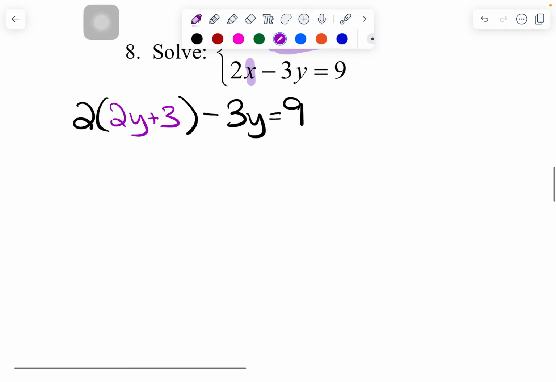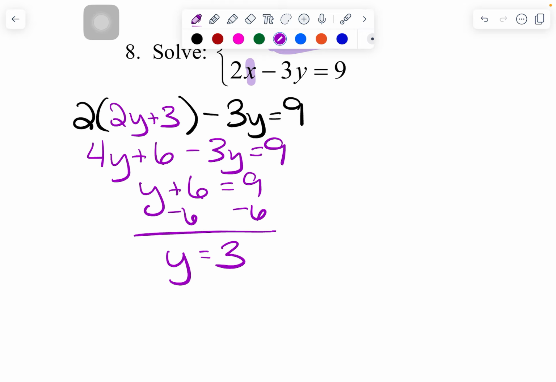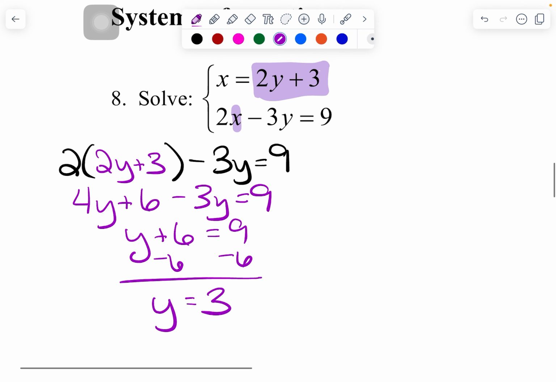for y. All right, so 4y plus 6 minus 3y equals 9. Okay, 4y minus 3y would be y, 1y if it makes you happy. Plus 6 equals 9, so I'm going to subtract 6 from both sides. And lo and behold, y is equal to 3. Fabulous, wonderful, you are not done.